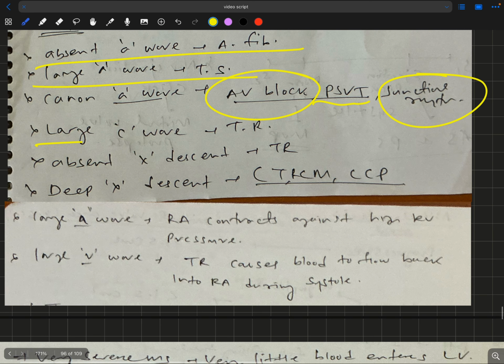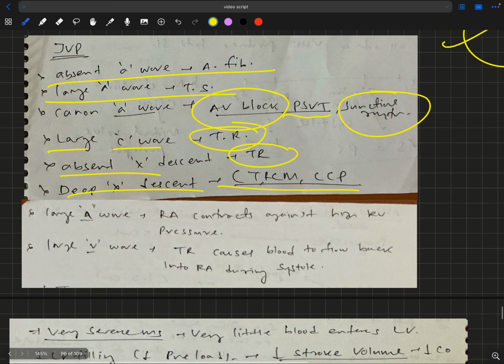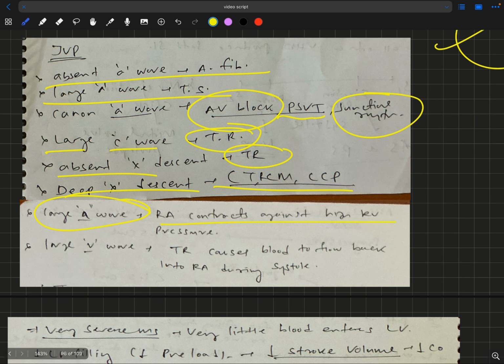Large C wave is seen in case of tricuspid regurgitation. Absent X descent is seen in case of tricuspid regurgitation. Deep X descent is seen in cardiac tamponade, restrictive cardiomyopathy, and chronic constrictive pericarditis. So deep X descent is seen in these three conditions. So large A wave: the RA contracts against high RV pressure, that leads to large A wave.